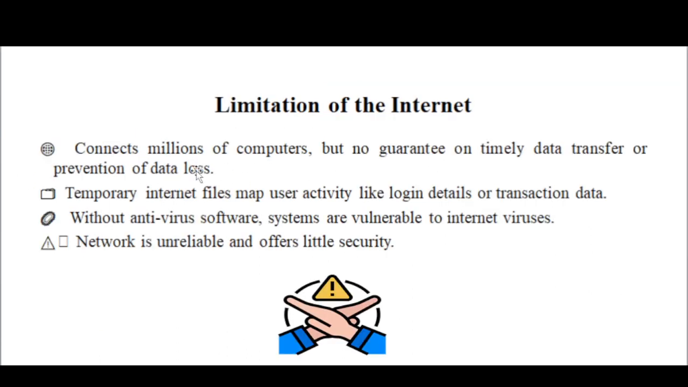Then limitations of the internet. It connects millions of computers but there is no guarantee on timely data transfer or prevention of data losses. Then temporary internet files may expose users' active information like login details or transaction data. Without antivirus software, systems are vulnerable to internet viruses. There are always issues about virus attacks. Then information security issues. Then the network is unreliable and offers little security.